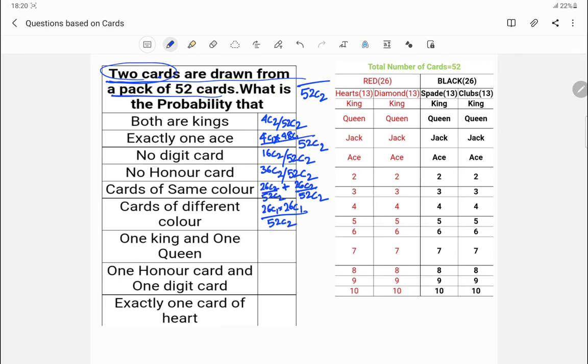Next, there is 1 king and 1 queen. So total how many kings are there? 4 kings. So out of 4 kings I am drawing 1 king. Out of 4 queens I am drawing another 1, the queen. So it is total 4C1 into 4C1 divided by 52C2.